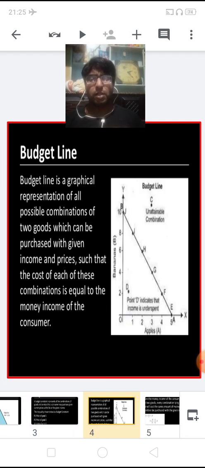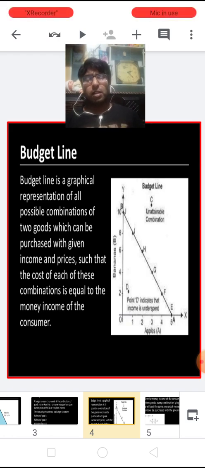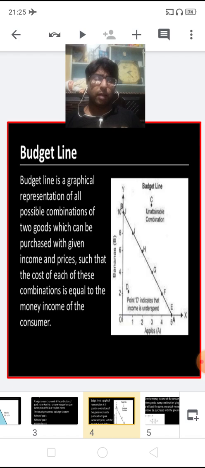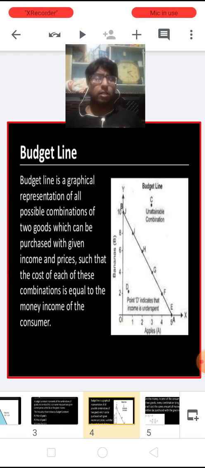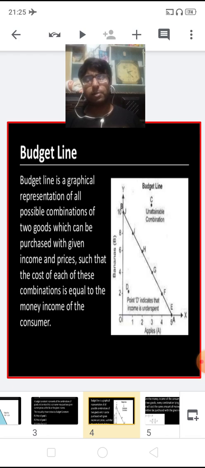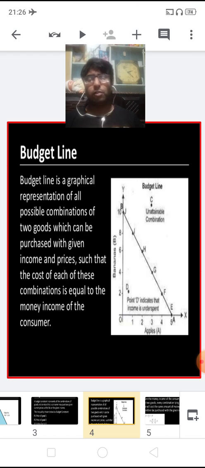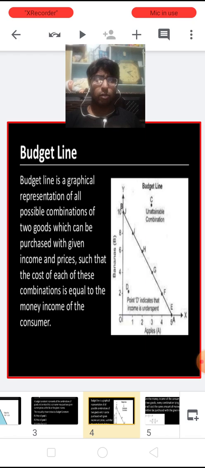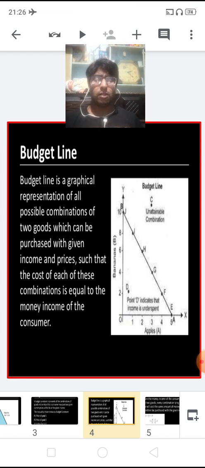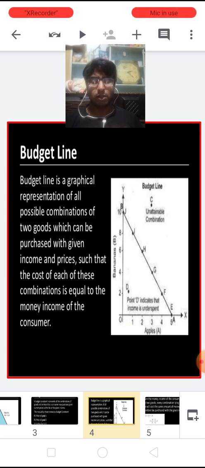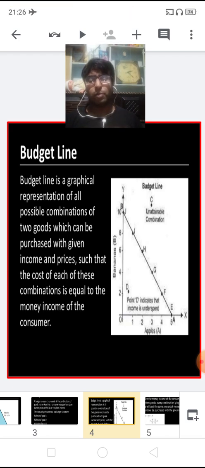So, what is a budget line basically, children? A budget line is a graphical representation of all possible combinations of two commodities that a consumer can purchase with his given income and market prices, such that the cost of each combination is exactly equal to the money income of the consumer. Children, in the previous video, I have already explained the concept of budget line, where I have taken a schedule, and in that schedule we have purchased two goods like good X and good Y. The price of good X is rupees 4 per unit, and the price of good Y is rupees 2 per unit.